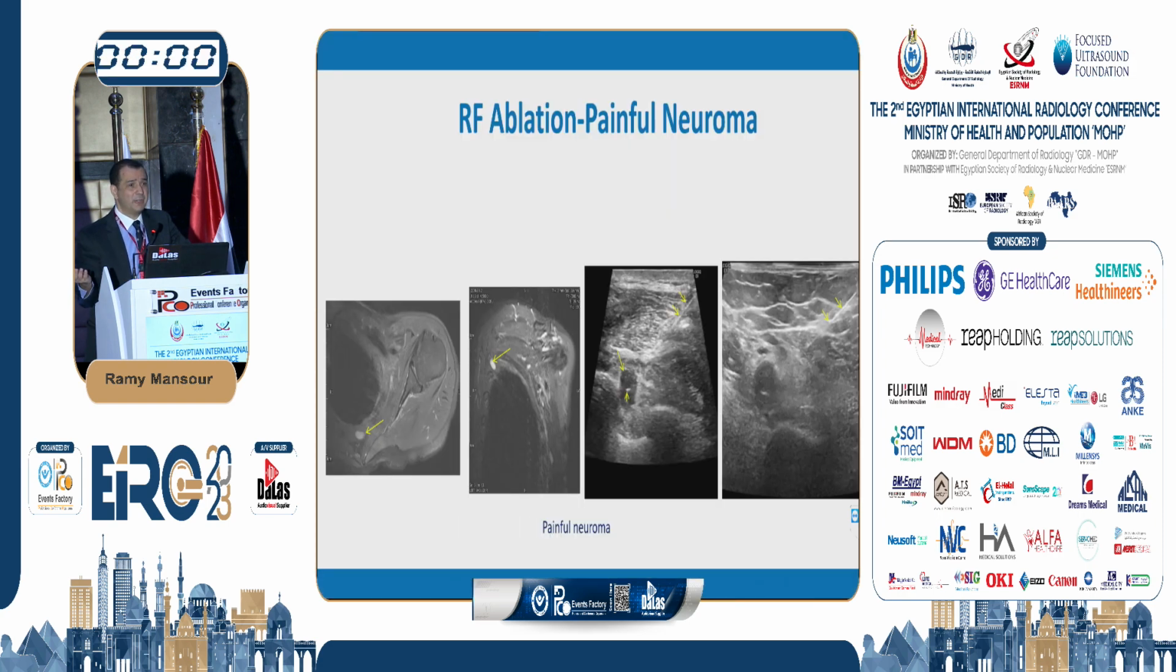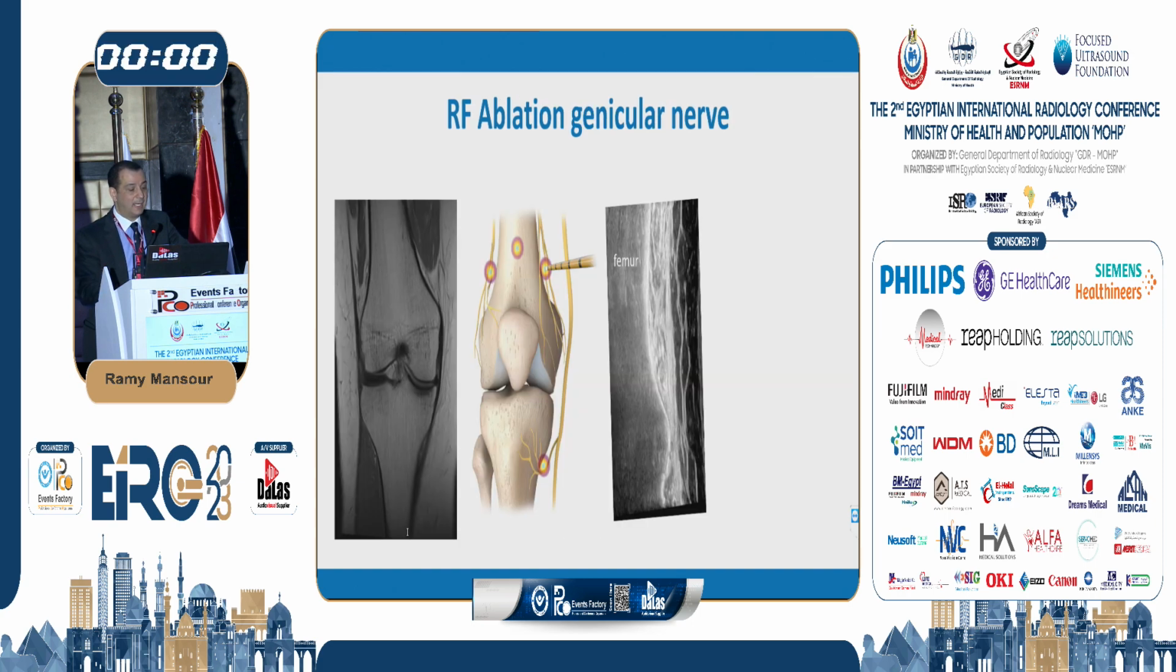Other neural pain, like this patient, had multiple neurofibromatosis, and you can see there is a small neurofibroma deep to the scapula that the plastic surgeon couldn't get into surgically. So we've done it by ablation.